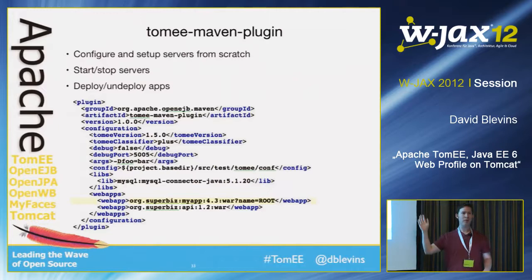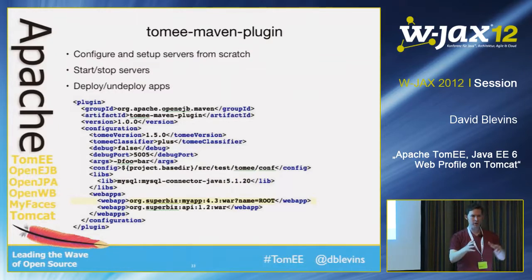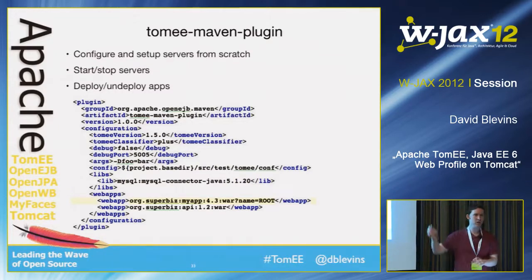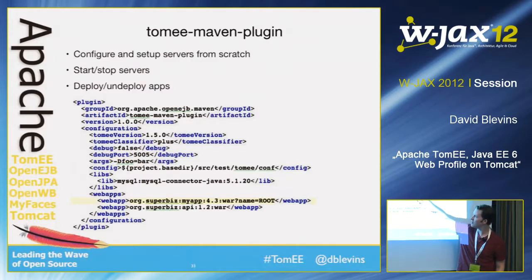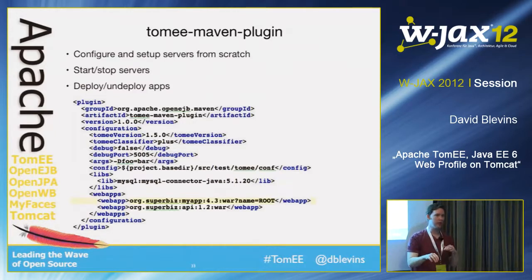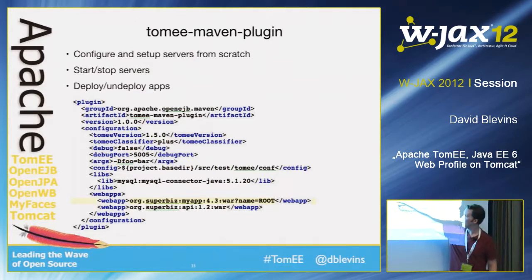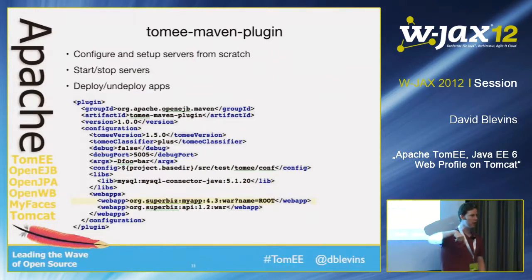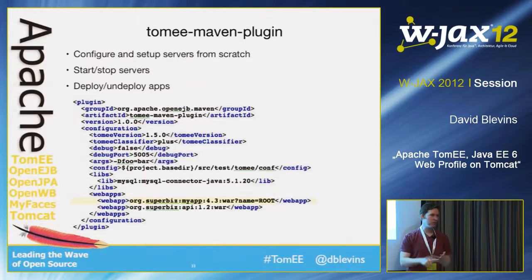So we have a Maven plugin, which will provision a server for you. So you specify all of your dependencies in a POM file. You specify this plugin, and then you get to pick the ports that you want. You can add debug ports if you want to do some remote debugging. And then the really cool thing is you can have libraries copied into the lib directory. So your SQL drivers, if you want to use an embedded database, you can throw that in the lib directory.